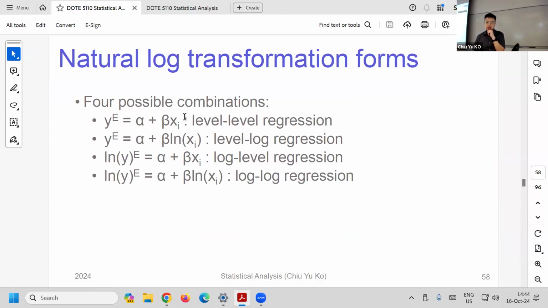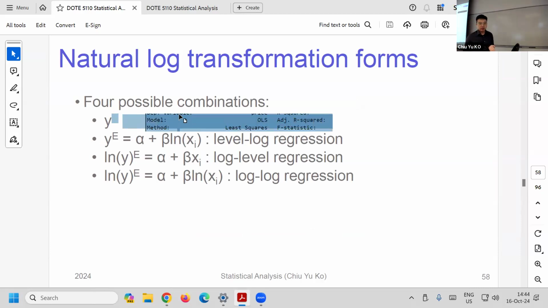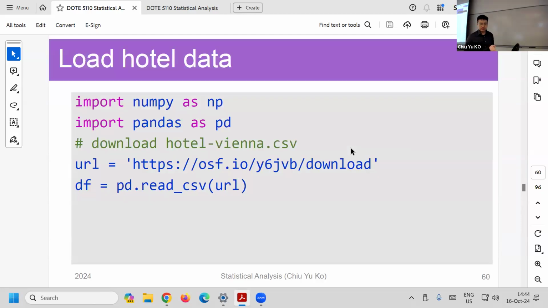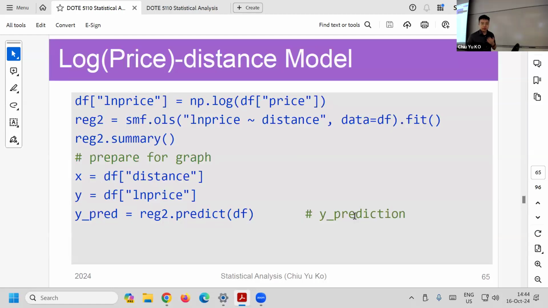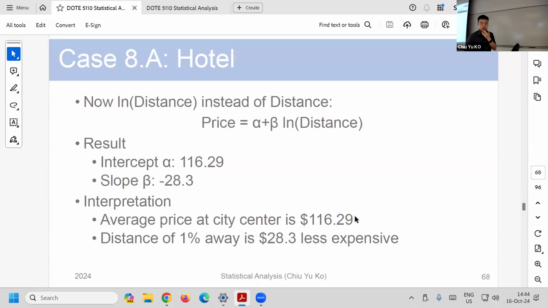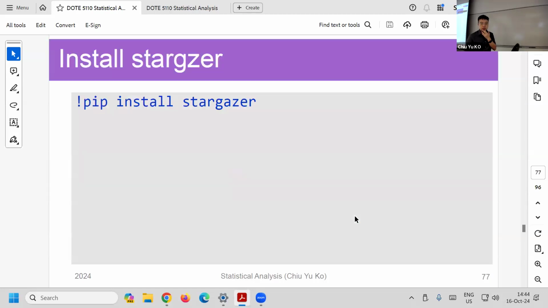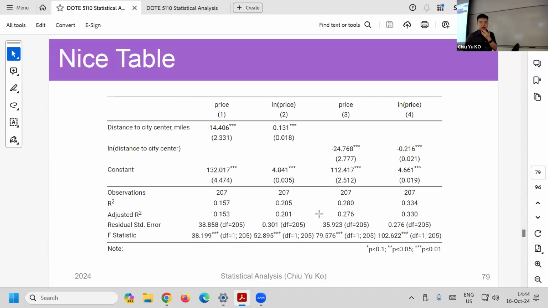So we have this one as level, log. Then you probably ask, in the example given in the book, you notice that we look at the hotel price and distance, and the R square. I didn't show it here. So look at the 4 different models. I think we discussed that, right?